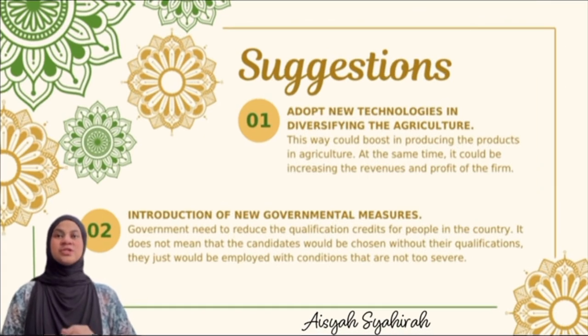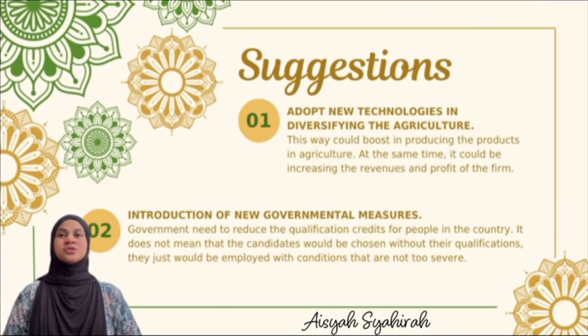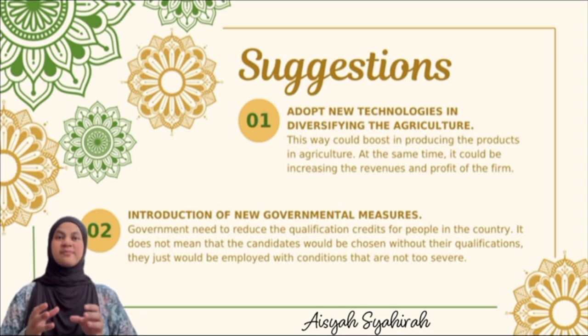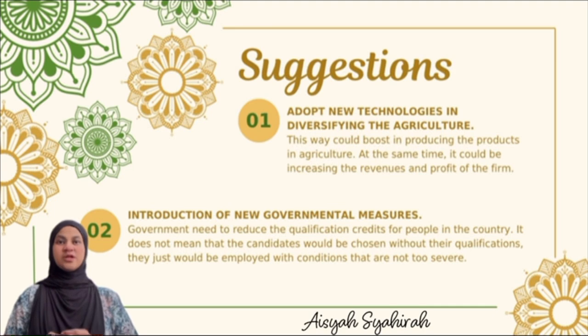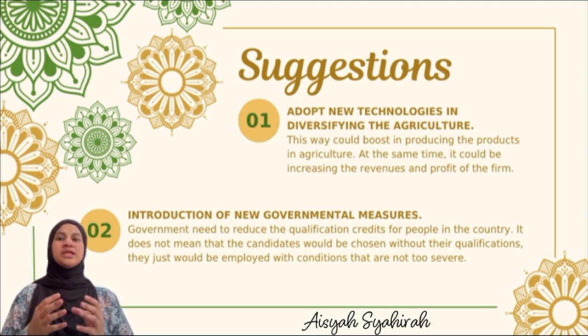The next suggestion is the introduction of new governmental measures. To improve labor productivity and create greater employment possibilities for everyone, the government should take the lead. They need to reduce the qualification credits for people in the country. It not only gives opportunity to graduate students, but also other unemployed people. For example, employers do not need to be too strict in choosing their new employees. It does not mean that the candidates will be chosen without their qualification. They just will be employed with conditions that are not too severe. Eventually, this method could help in reducing the unemployment rate.